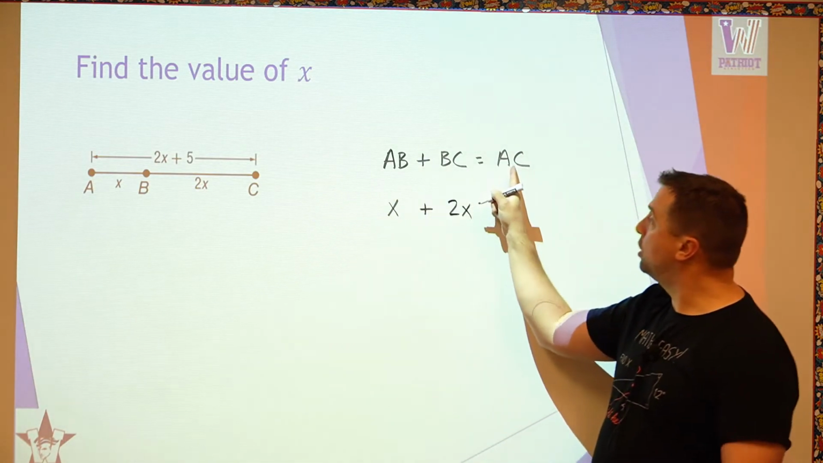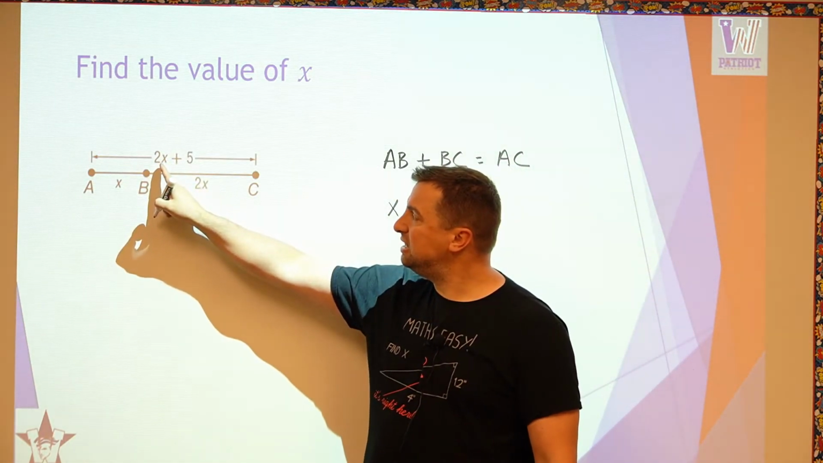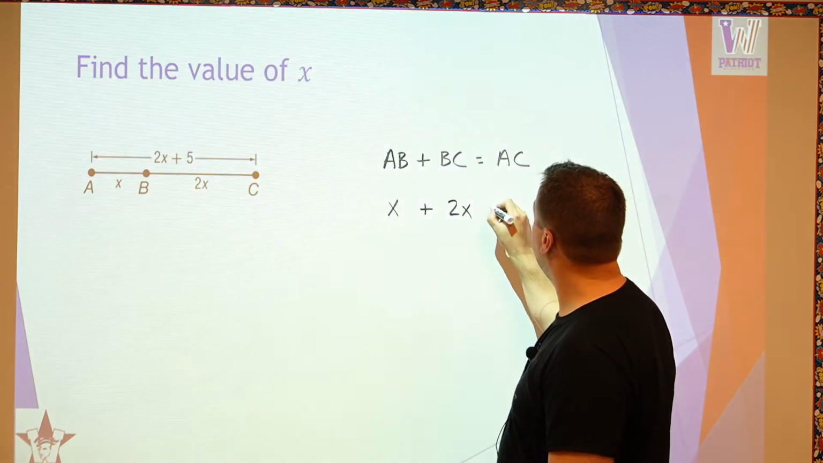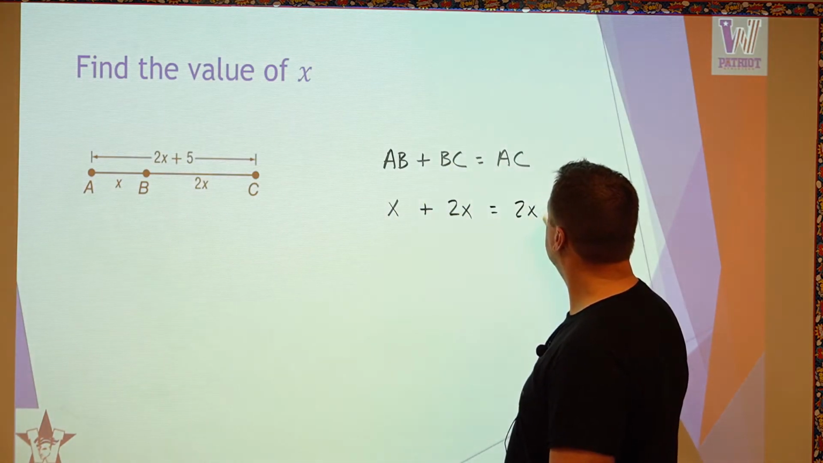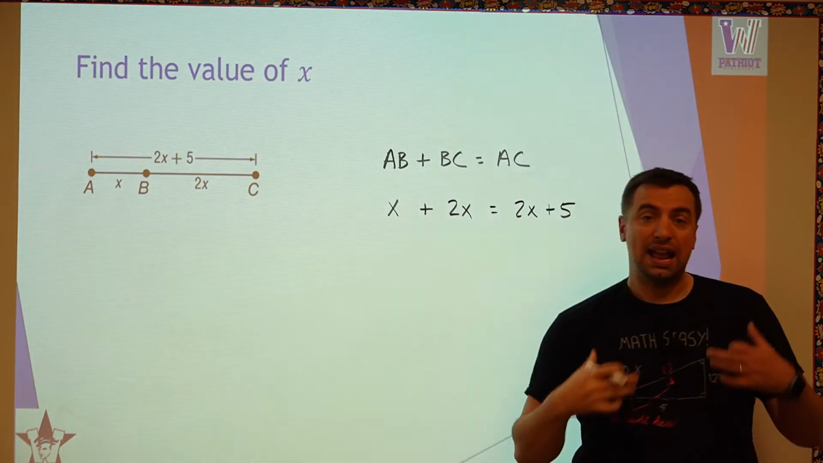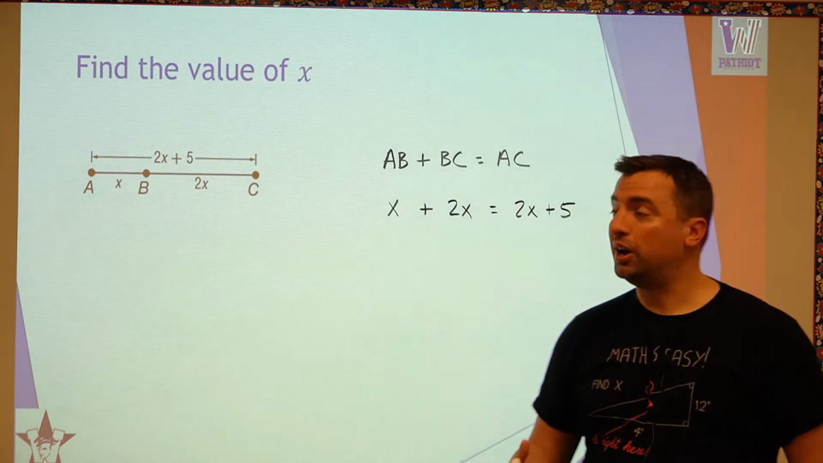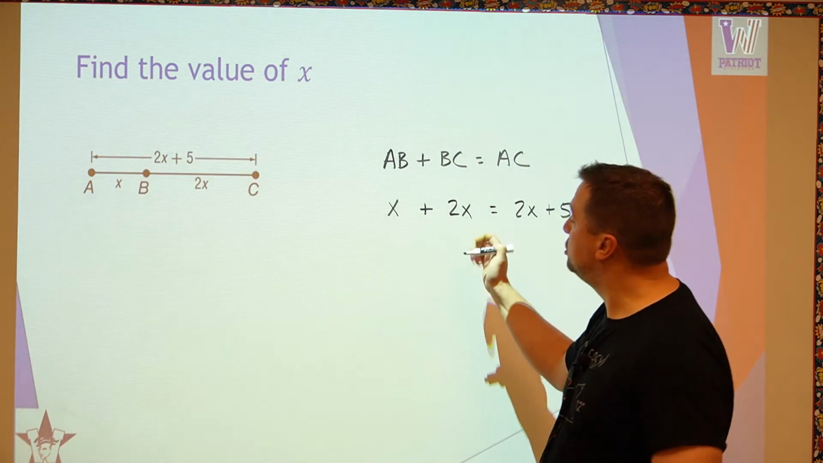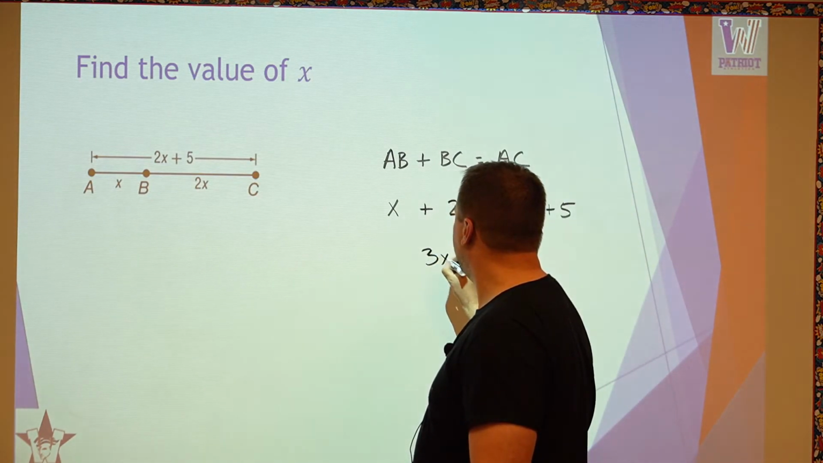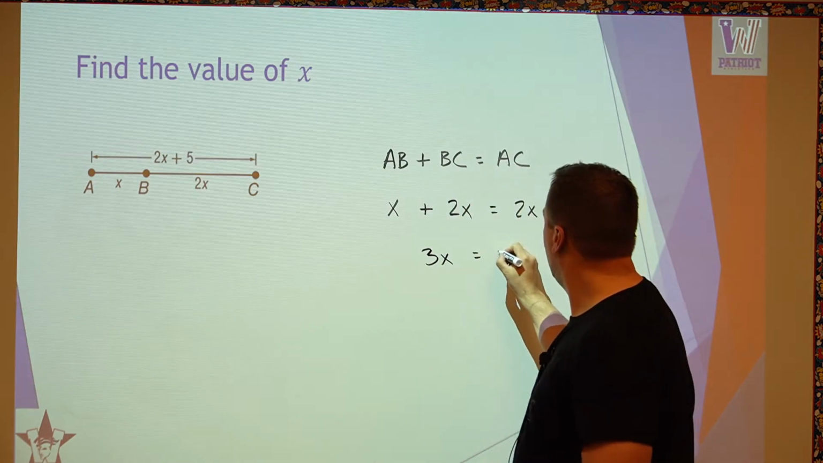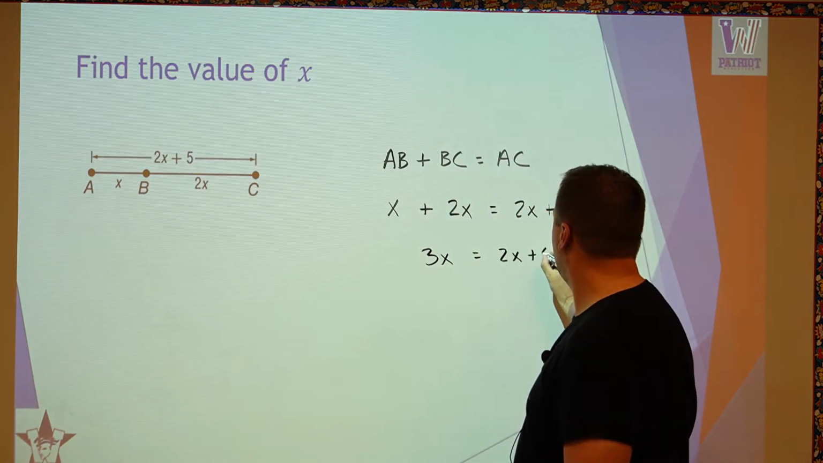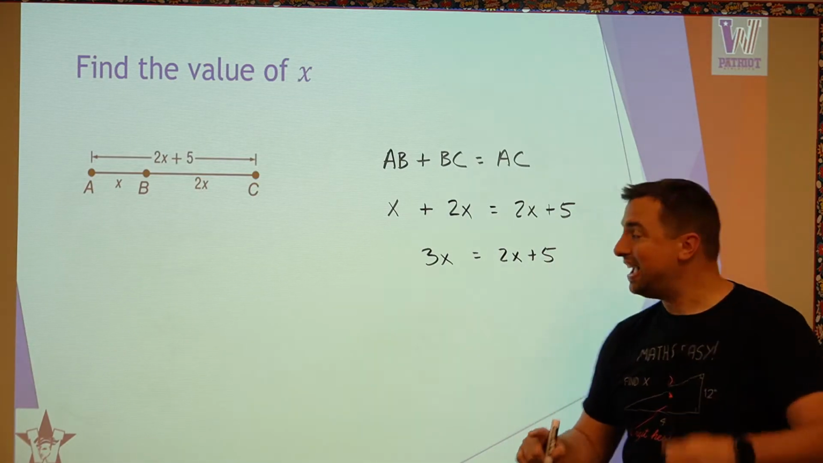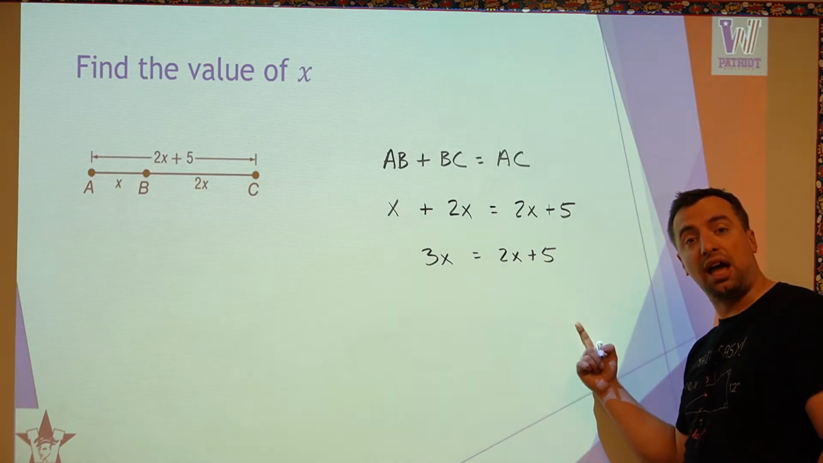And now we look, okay, what's the length of AC? AC is, well, look, it's 2X plus 5. So I'm going to write 2X plus 5. And now I just need to solve this equation. On the left side, I need to combine like terms. X plus 2X, we know that is 3X. And then over here, I can't combine, so I'll just write it down. So here's my new equation. 3X equals 2X plus 5.